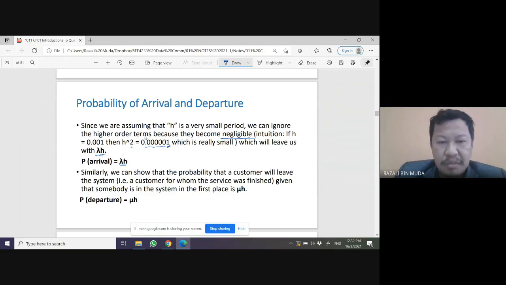Similarly, we can show that the probability that a customer will leave the system, given that somebody is in the system in the first place, is mu h. So arrival is lambda h, departure is mu h.